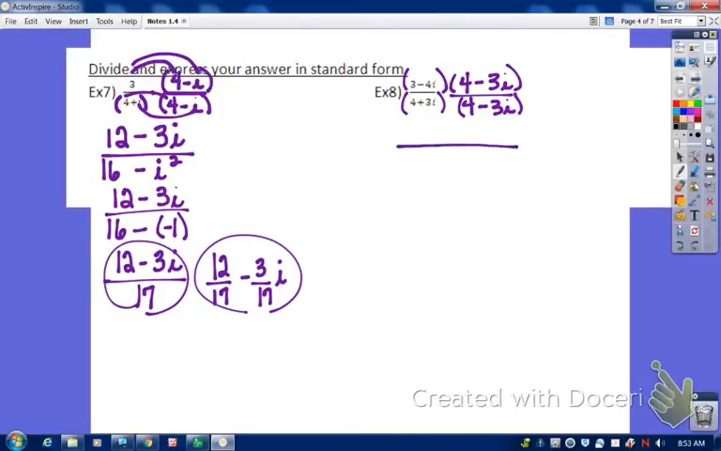Those binomials are not conjugates. You don't have a shortcut. So 3 times 4 is 12. 3 times negative 3i is negative 9i. Negative 4i times 4 is negative 16i. Negative 4i times negative 3i is positive 12i squared. You may need me to go over how I got those 4 terms.